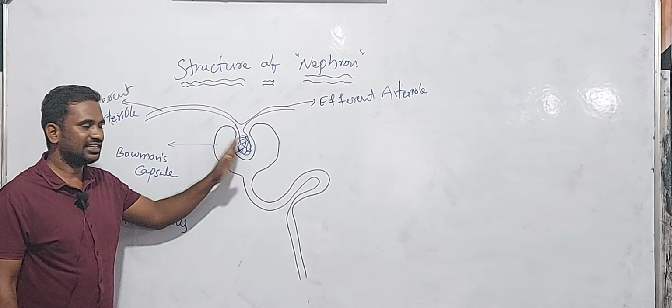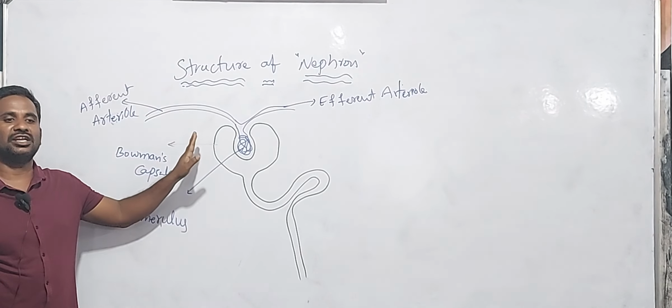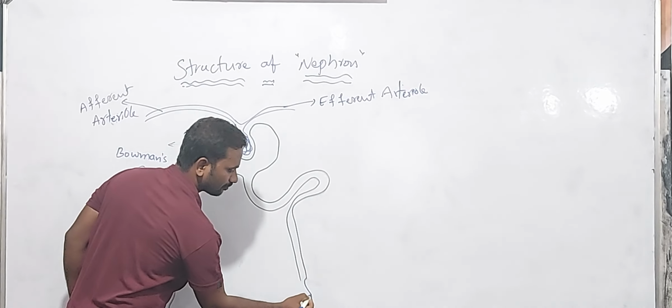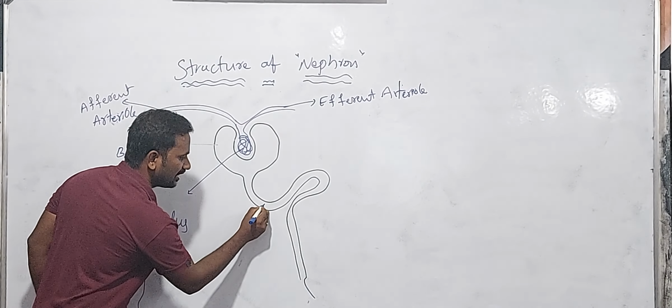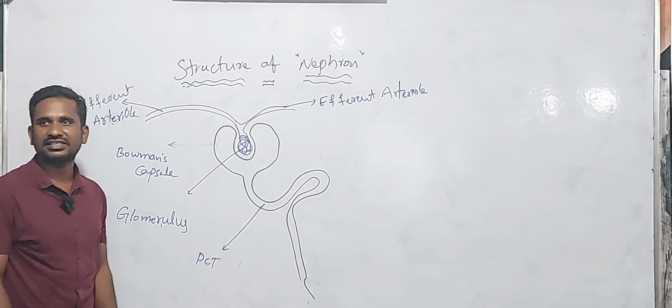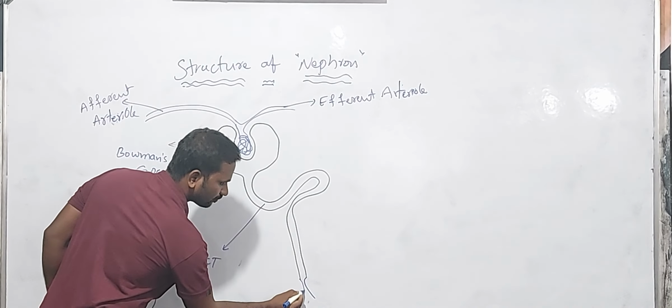So now this is very important. We will discuss the urine formation later, in detail. Next, this region is known as the PCT, proximal convoluted tubule.